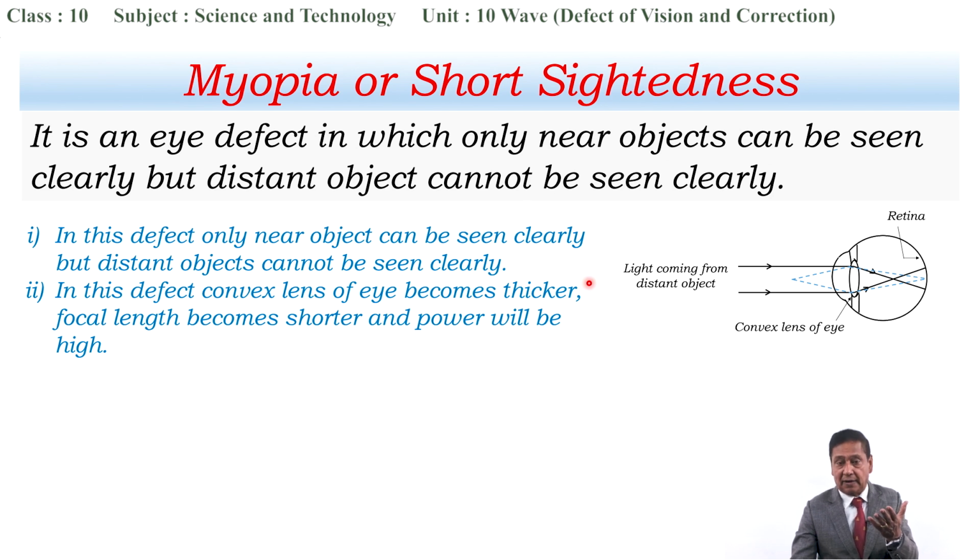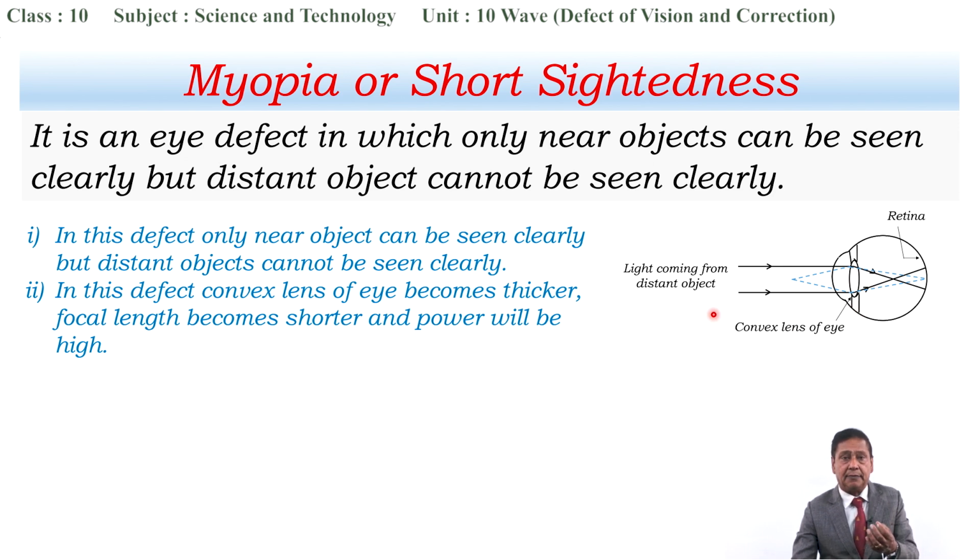In the power of lens, we are taught that if a convex lens is thicker in the middle than another, then its converging capacity is more. In this defect, the convex lens of the eye becomes thicker. If the lens is thick, then the focal length becomes short, and the power will be high.